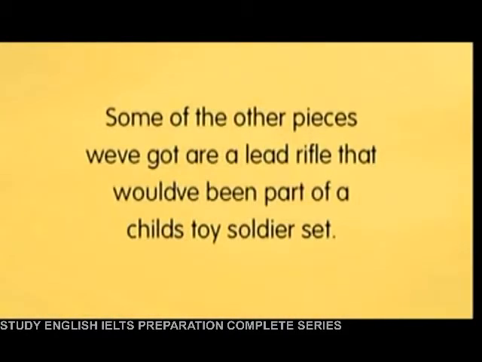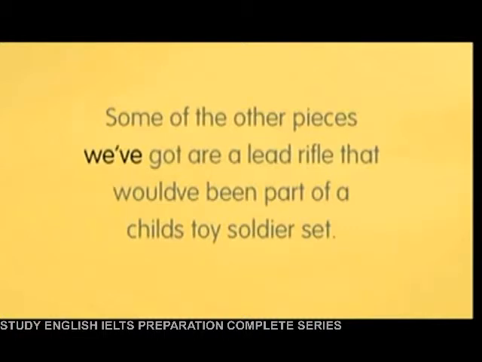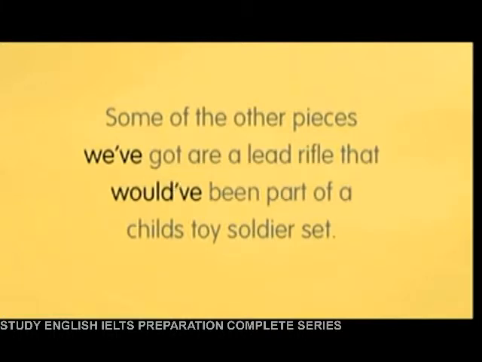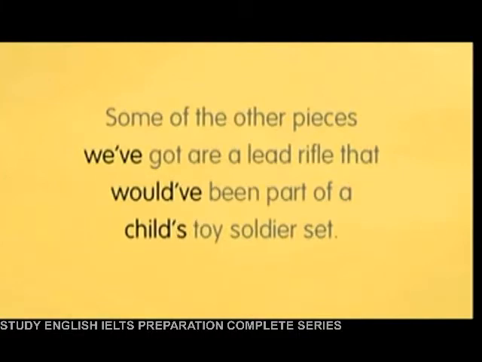He says, some of the other pieces we've got are a lead rifle that would have been part of a child's toy soldier set. We've is a contraction of we have, so that needs an apostrophe. Would've is a contraction of would have, so that needs one too. And the last one? A child's toy soldier set. The toy soldier set belongs to the child. It's a possessive S, so that needs an apostrophe too.